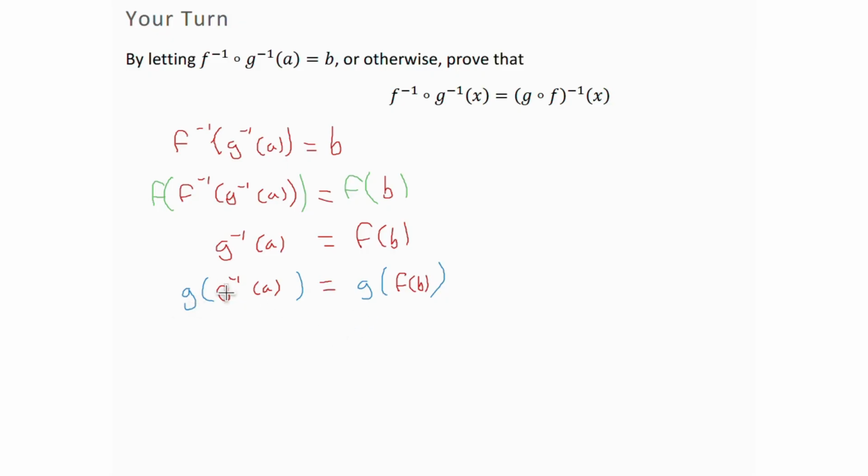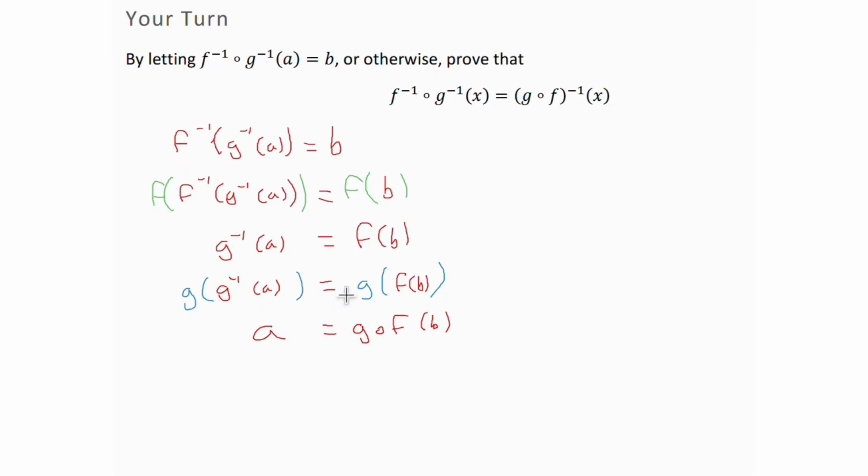Simplifying again, G of G inverse, they cancel each other out, so I get left with A. This side I get G of F of B. So if this is true, then A is equal to G composed with F of B. And notice the order has swapped. This was F and then G. This is now G and then F.